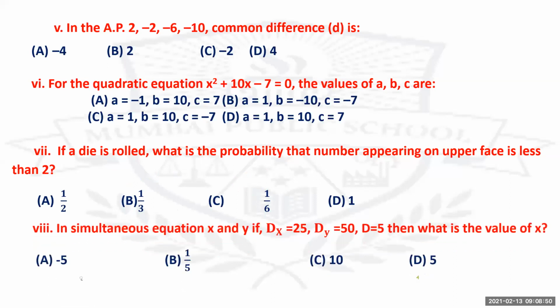In a simultaneous equation in x and y, the values of dx is given as 25, dy is given as 50, and d is equal to 5. Then what is the value of x? The value of x is dx upon d, that is 25 upon 5. So the answer will be 5. Is this clear? So let's move ahead.